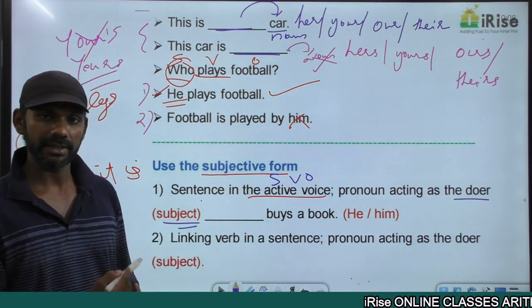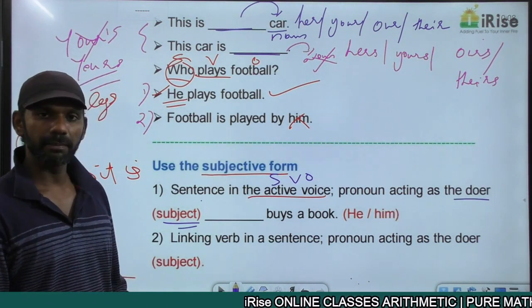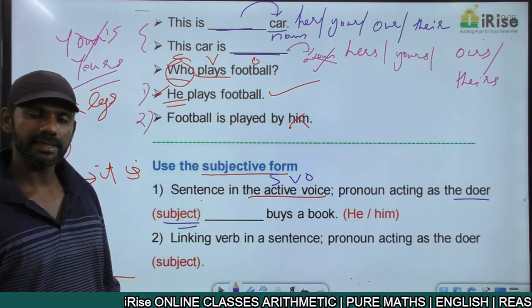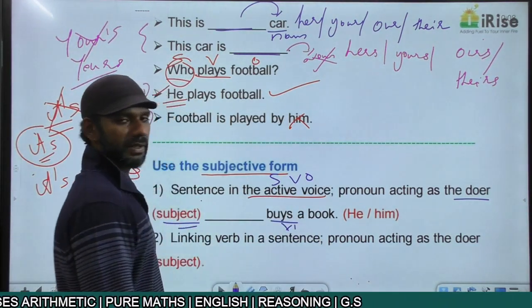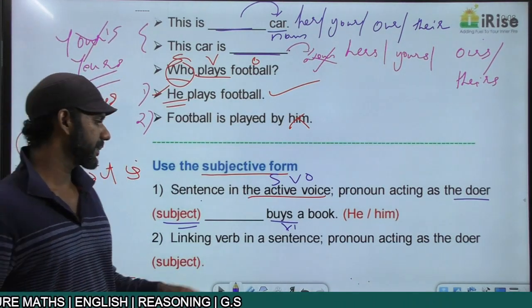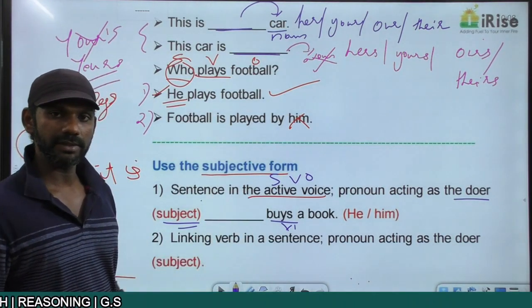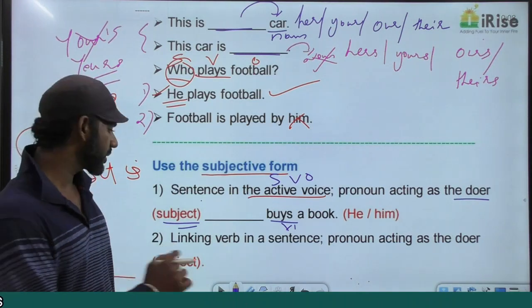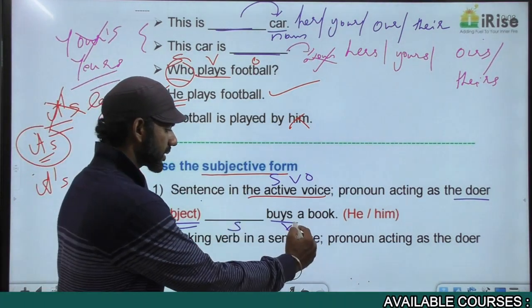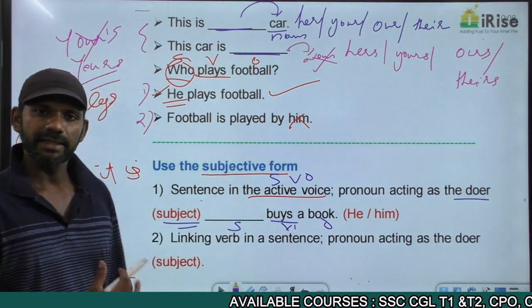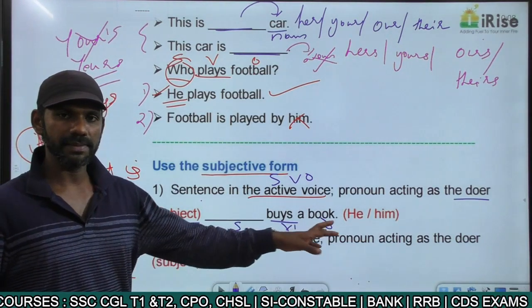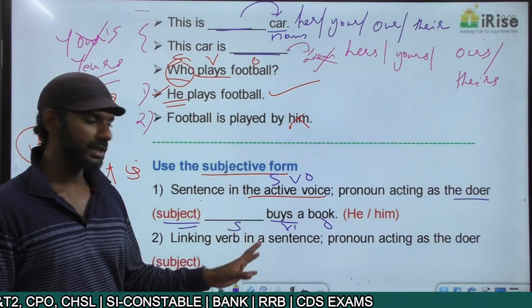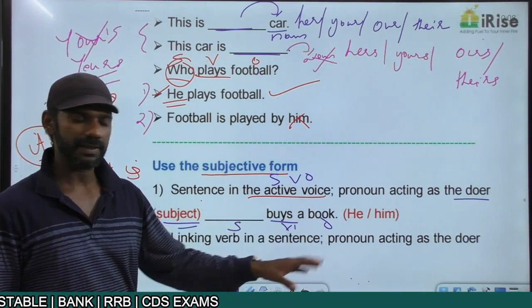Now come to the statement. An example: Dash buys a book. This sentence is in the active voice. The simple reason is buys is V1. V1 will never come in the passive voice. So buys is V1, active voice. The order must be subject, verb, object. Dash buys a book means a book is receiving the action. Object comes at the end in active voice. This sentence is in the order subject, verb, object.